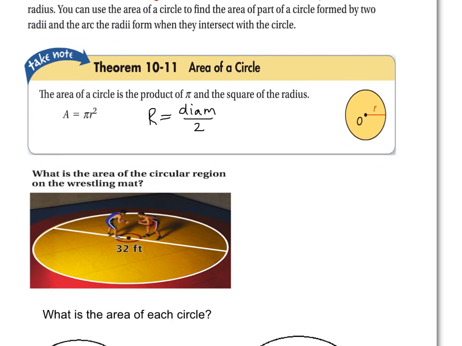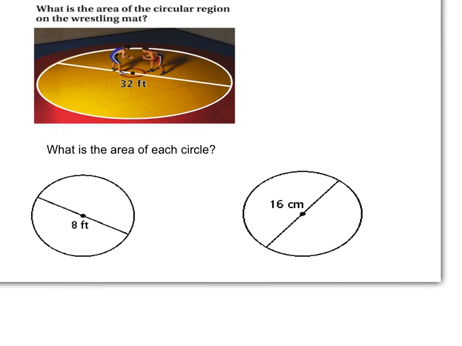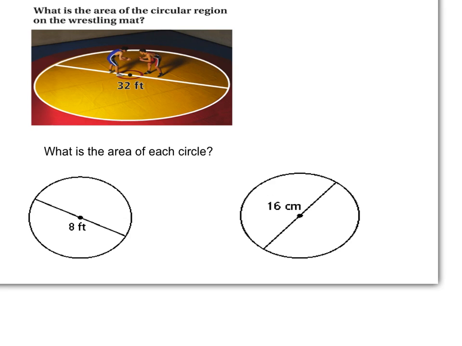Okay, so let's take a look at the examples here. It says, what's the area of the circular region on the wrestling mat? You'll notice here that in the picture we have a center right here, and we have a diameter here of 32. So if our diameter is 32, our radius would be 16 feet, because we divide that in half.